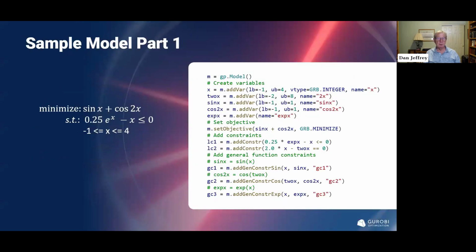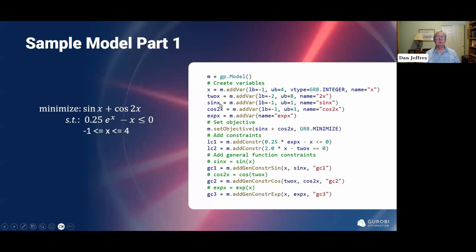So now we'll do a bit of a walkthrough. We have this model here. I've expressed it on the right in mathematical terms. Sine x plus cosine 2x is going to be minimized subject to these two constraints. Not a terribly complex function, but you can imagine the same thing would apply with a more complex nonlinear function as well. So we'll just add the variables.